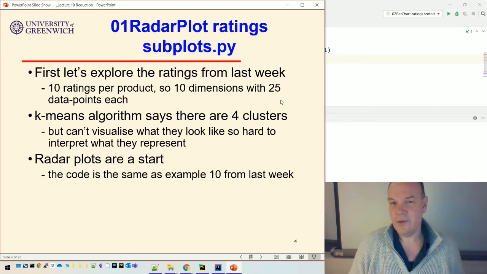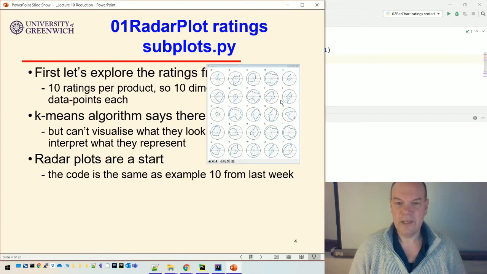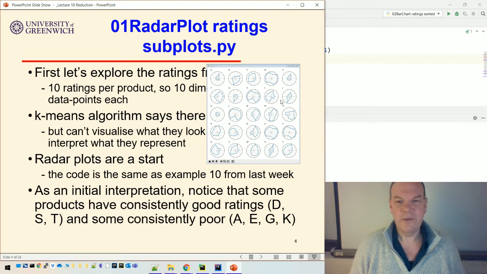Now, you could start with the radial plots, and this is the code from example 10 last week, and that gives you a picture like that. And so you can see there's 25 products, so 25 subplots, and each radial plot has 10 spokes representing the 10 ratings. And you can notice from that chart that there's some products that have consistently good ratings, so D, S, and T have good ratings all round. A, E, G, and K have poor ratings all round, except occasionally 1 or 2 may have a reasonable rating. So that might be a basis for doing the clustering.